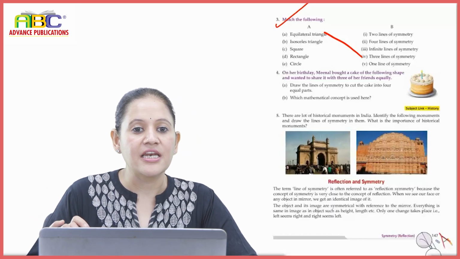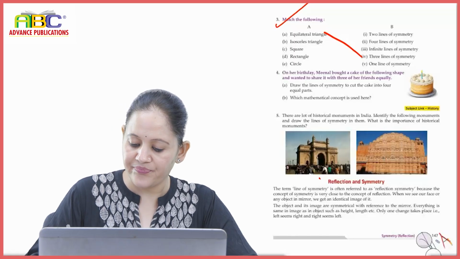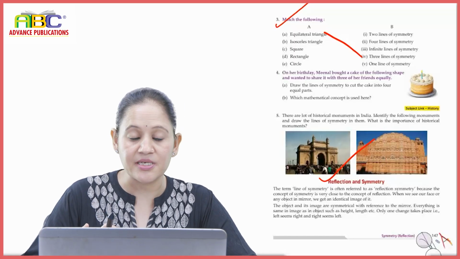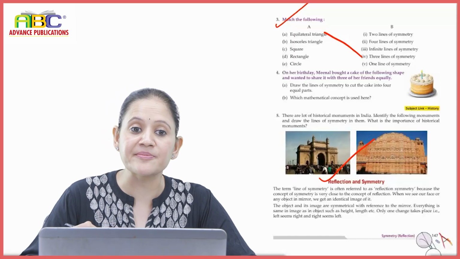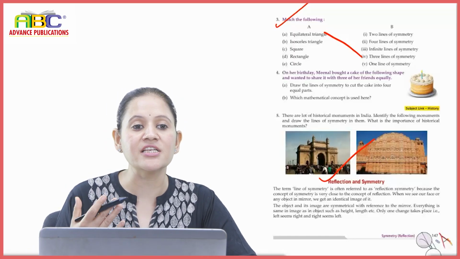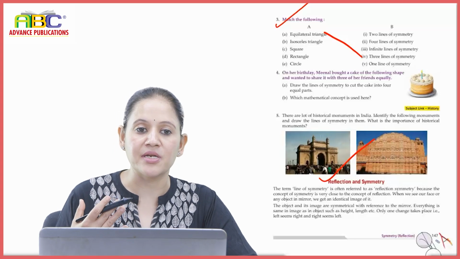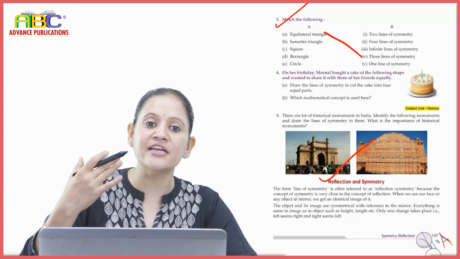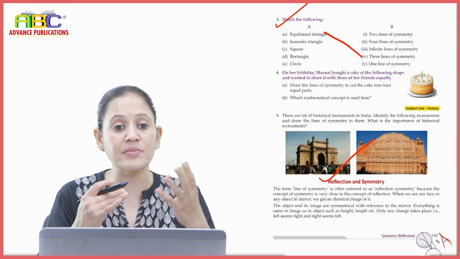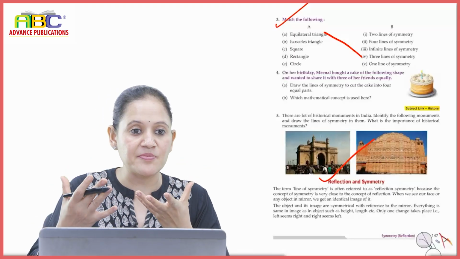Next, reflection and symmetry. The term line of symmetry is often referred to as reflection symmetry. Why? Because the concept of symmetry is very close to the concept of reflection. When we see our face or any object in a mirror, what will we get? We will get an identical image. Whenever we see our image or any object's image in a mirror, we will see that exactly the same image is formed.